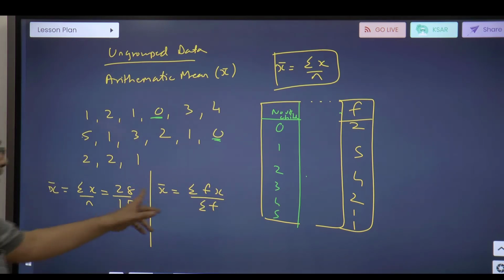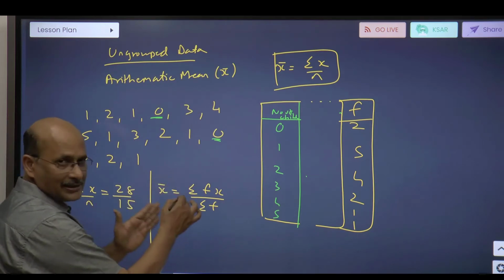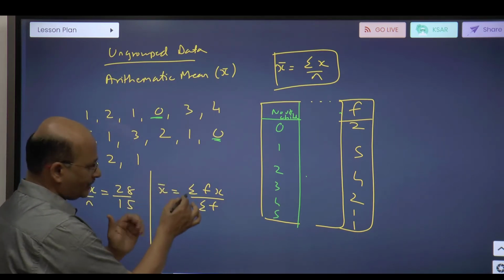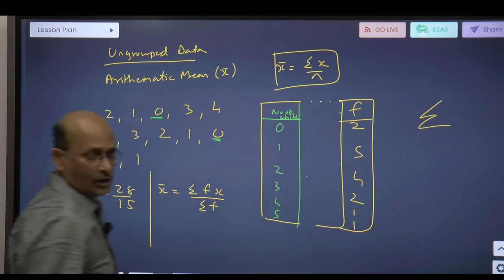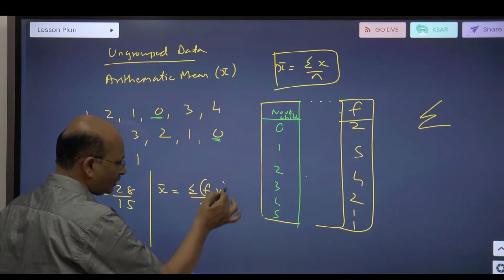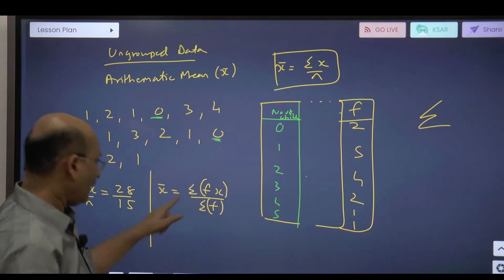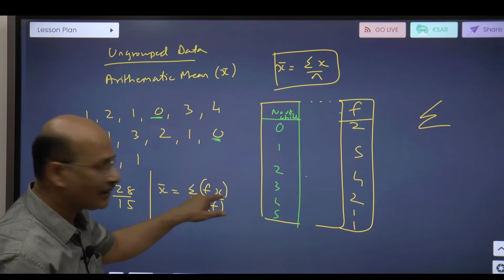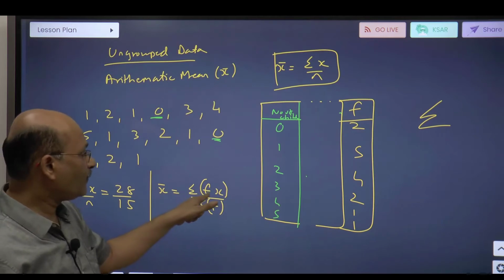What I said, summation of fx. Now remember, as I said in statistics, whenever a sigma sign applies, this means sum, it applies to the complete set. So here sum of what? Sum of f. It is never applied to the sum of individual f and then multiplied by x. No, don't do that. So it's sum of fx. Now fx means the product of f and x.